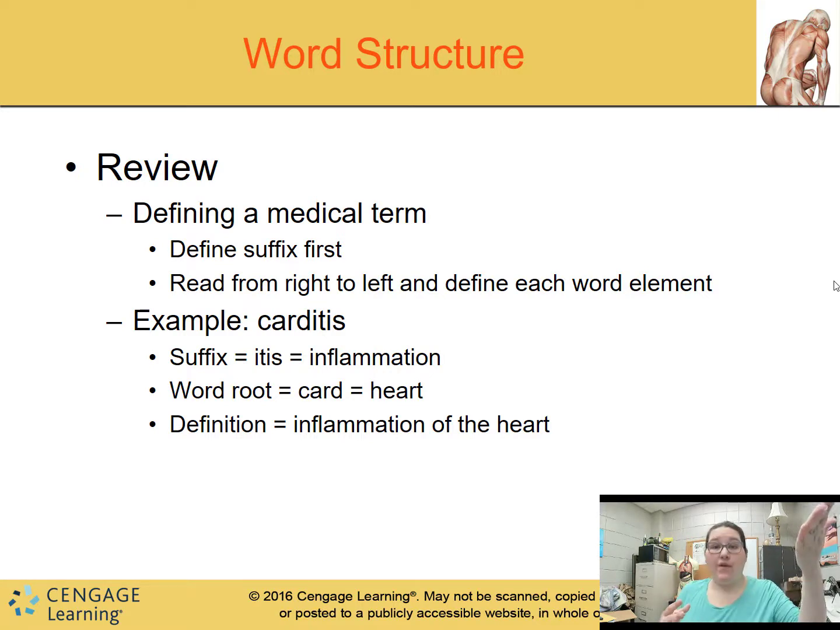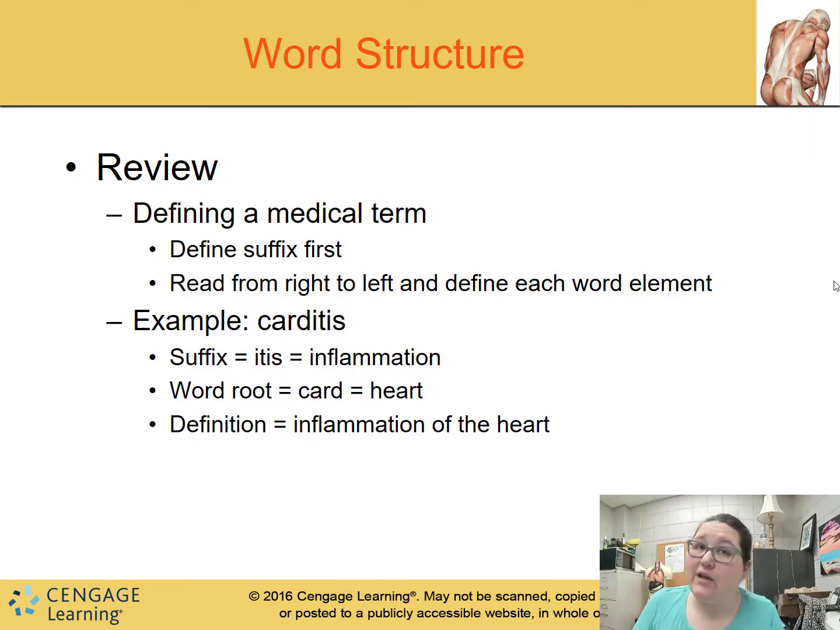Here's another with the carditis. Remember, we don't need a combining vowel with that. And that I belongs to itis, not cardi. In this case, itis means inflammation. Itis is our suffix. Card means heart. So that's our word root. So remember, we're going to start at the end and then go back around.